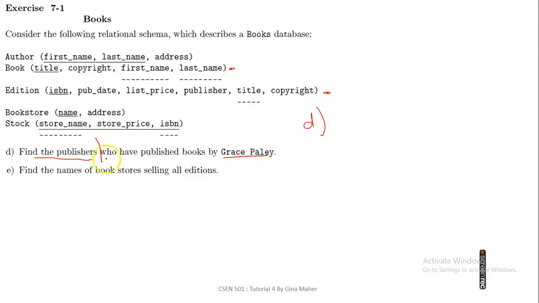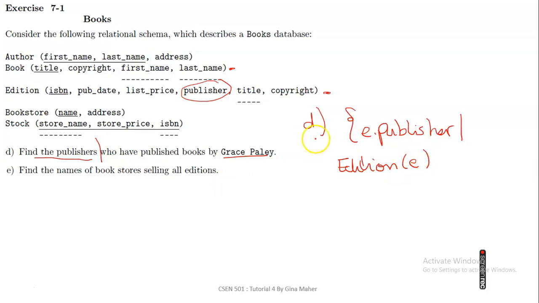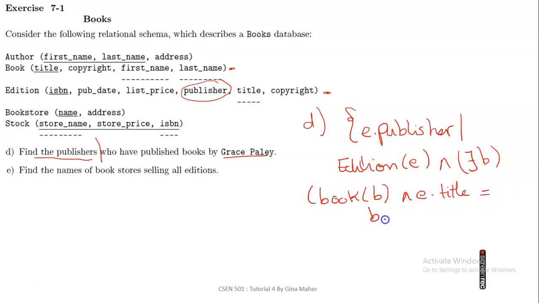Okay, what do we want to see in the output? We want to see publisher from table edition. So we are going to write E.publisher, edition E. Are we done yet? No, because we need to join between these two tables. So we are going to introduce a new variable, book. And there exists book B, and we need to join, and E.title equal B.title. Okay, and B.first name equal Grace, and B.last name equal Pell.